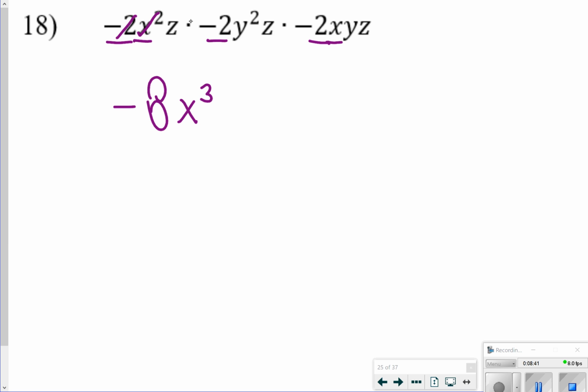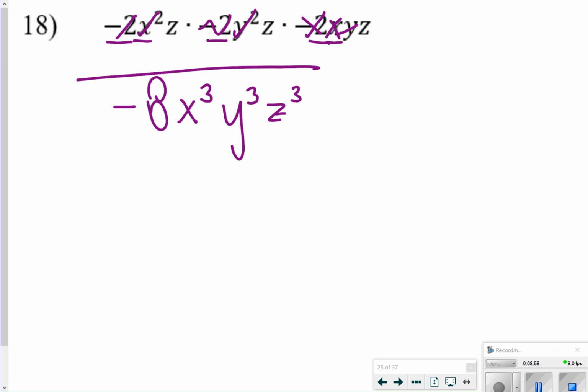I'm going to cross these off as I go so I can not use them again. I'm also going to keep it in alphabetical order, so I'm going to do the y's next. So I have y to the 2nd times another y. That's also y to the 3rd. And then I have 1, 2, 3 z's. So z to the 3rd. So everybody gets a 3rd power. Yay.